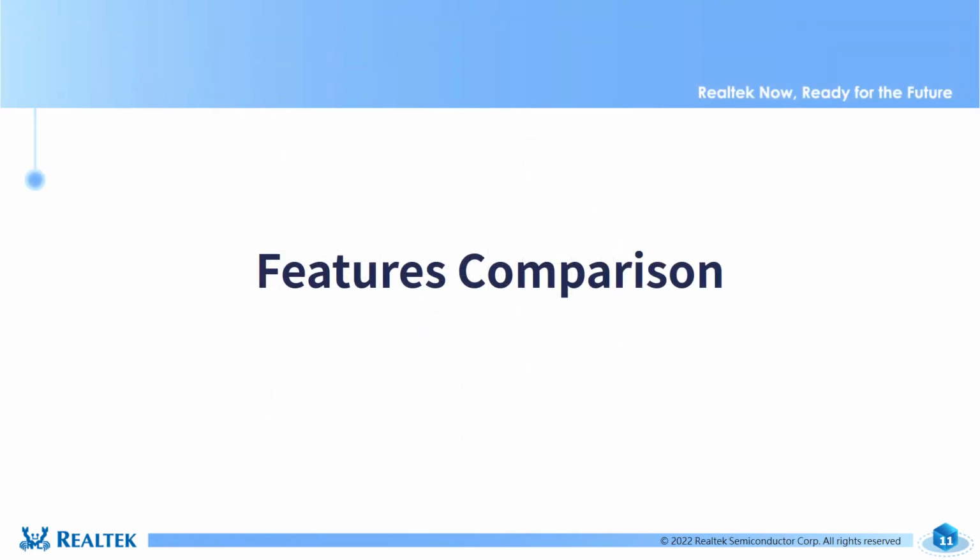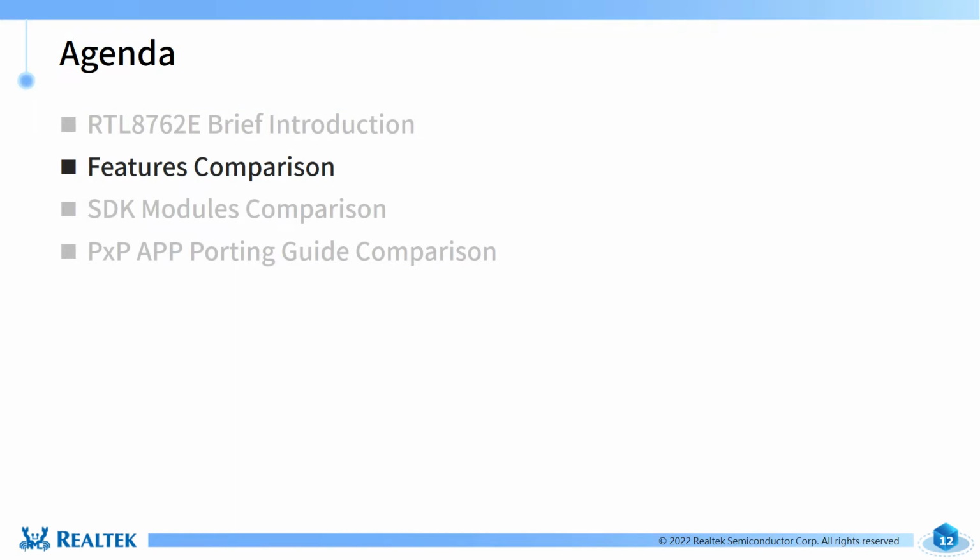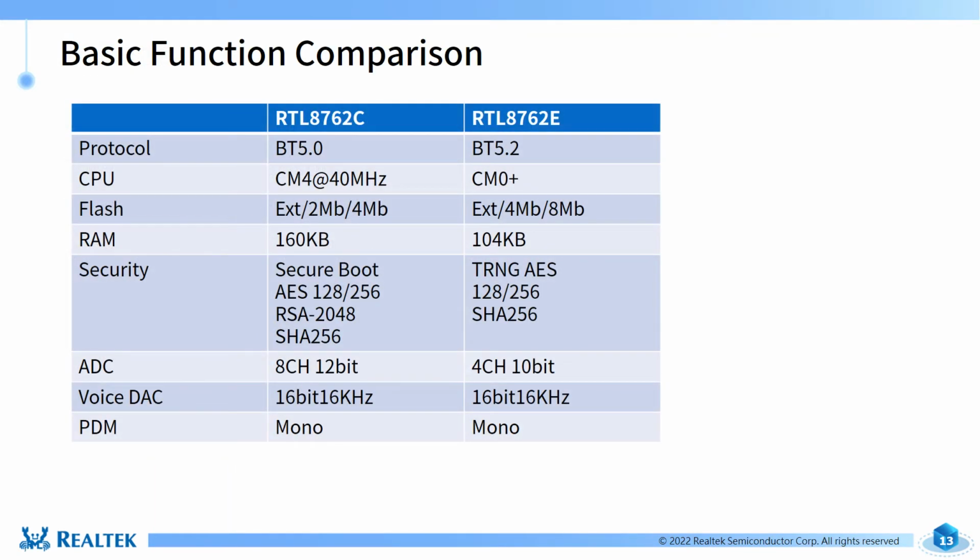The second chapter introduces the feature comparison between the RTL8762C and E series. This table lists some of the differences between the two in terms of protocol: CPU, flash, RAM, security, ADC, DAC, and PDM. Among them, RTL8762E supports Bluetooth version 5.2, and RTL8762C supports version 5.0. Both CPUs are based on the M series core architecture. The C series is M4, and the E series is M0+.